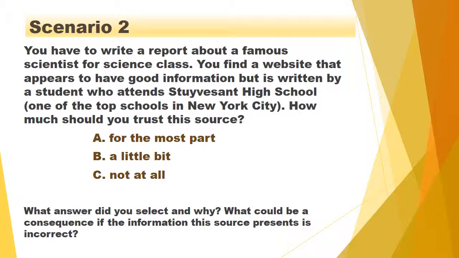Scenario 2. You have to write a report about a famous scientist for science class. You find a website that appears to have good information, but is written by a student who attends Stuyvesant High School, one of the top schools in New York City. How much should you trust this source? A, for the most part, B, a little bit, or C, not at all. What answer did you select and why? What could be a consequence if the information this source presents is incorrect?